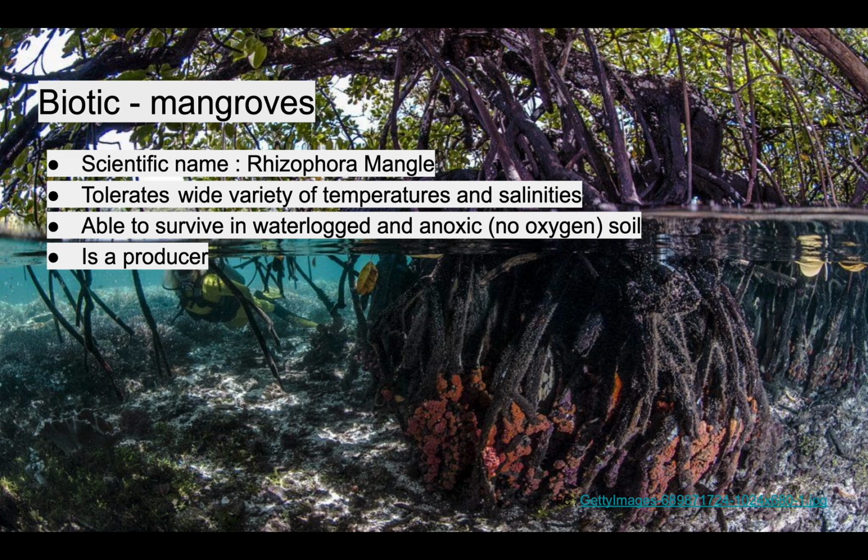Mangroves. They have a scientific name of Rhizophora mangle and they tolerate wide varieties of temperatures and salinities. They are also able to survive in waterlogged and anoxic, which is no oxygen, soil. They are also a producer.